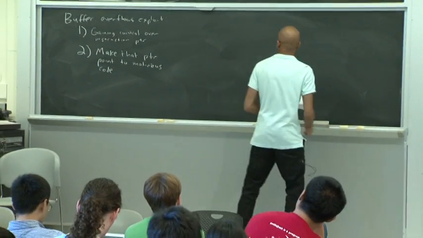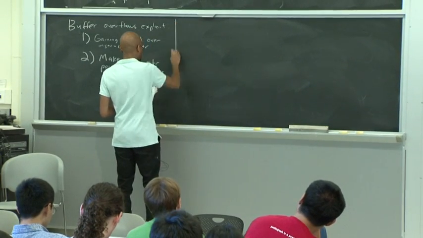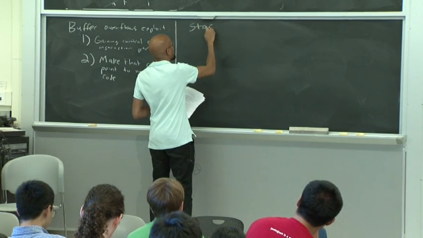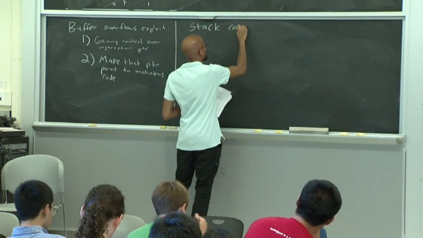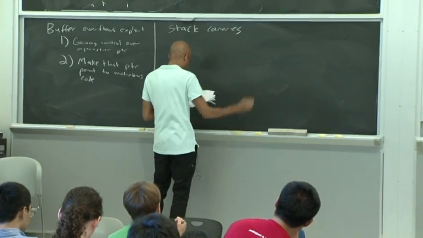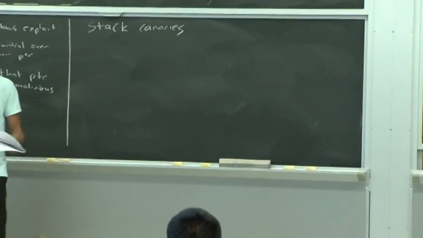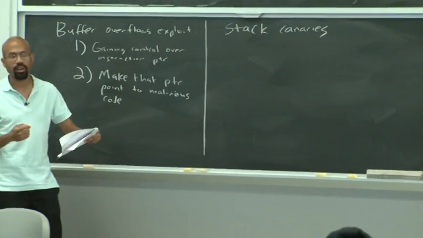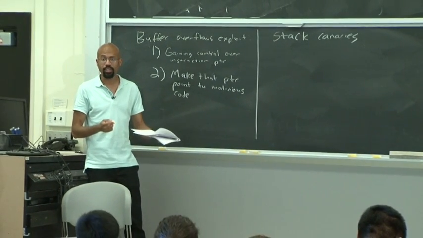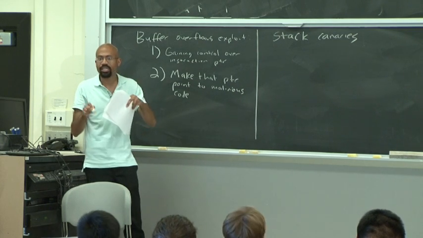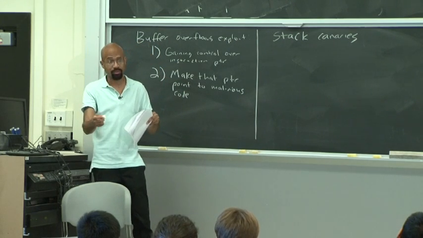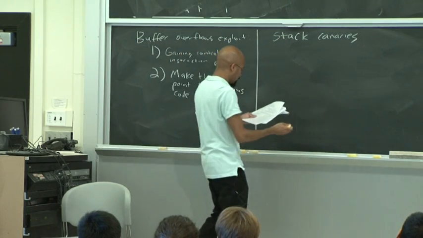So let's look at one simpler mitigation approach first. This is the idea of stack canaries. The basic idea behind stack canaries is that during a buffer overflow, it's actually okay if we allow the attacker to overwrite the return address, if we can catch that overwrite before we actually jump to the place that the attacker wants us to go. Okay, so here's how it works.